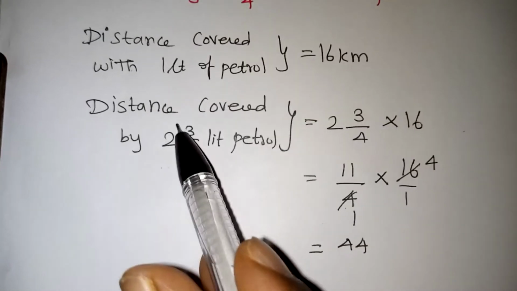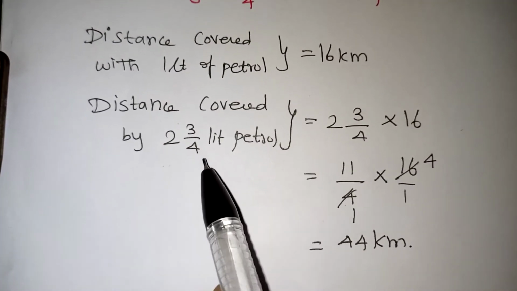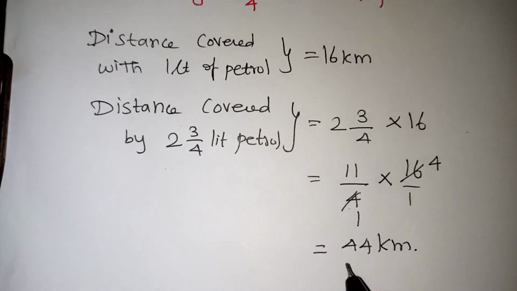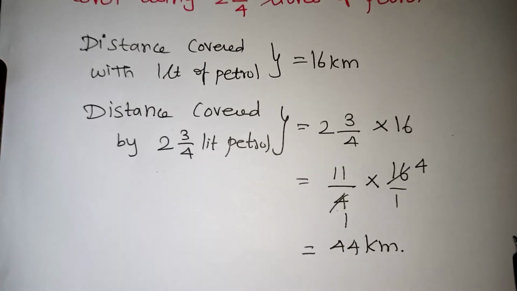So we are finding distance, so that is your kilometer. With the use of 2 3/4 liters of petrol, a car can run up to 44 kilometers. That is your correct answer. Let us move on to the next problem now.